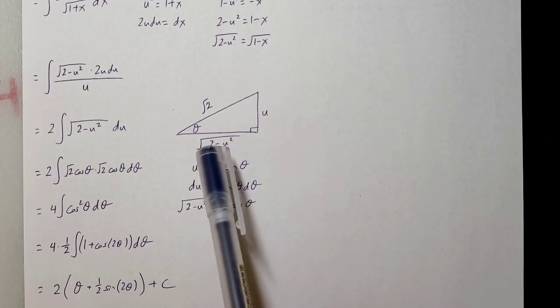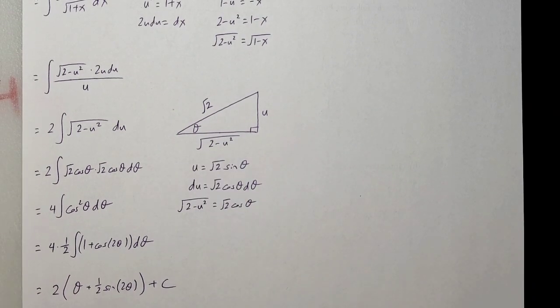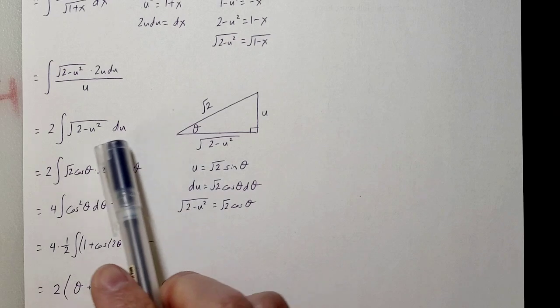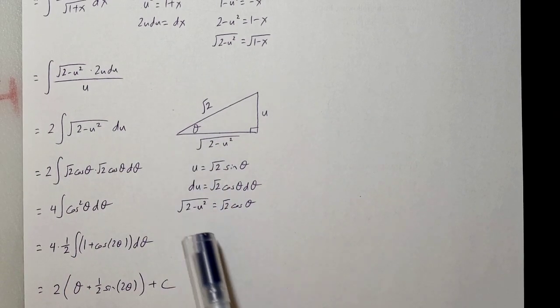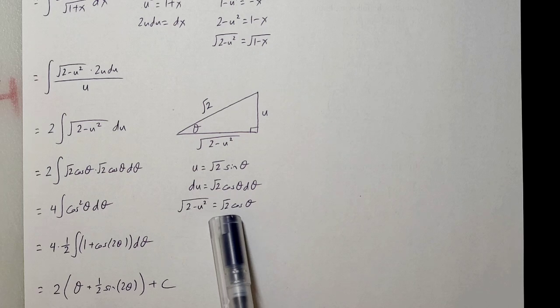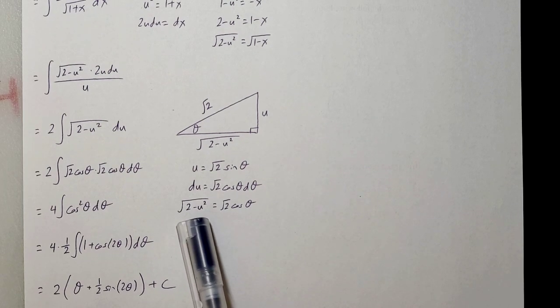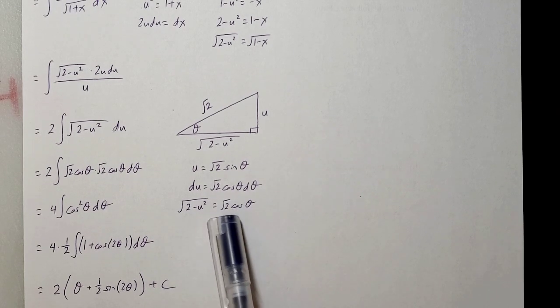Okay, I'm not going to go over the details here in the interest of time. So I need the square root term from the triangle, that is cosine, right? So cosine theta times square root 2 is square root of 2 minus u squared, divided by square root 2. So just move the square root 2 to the other side.